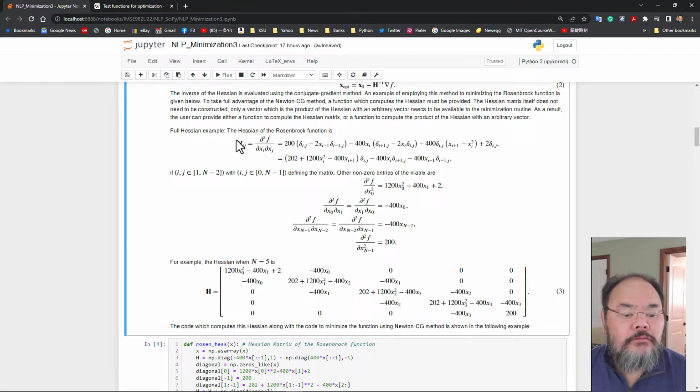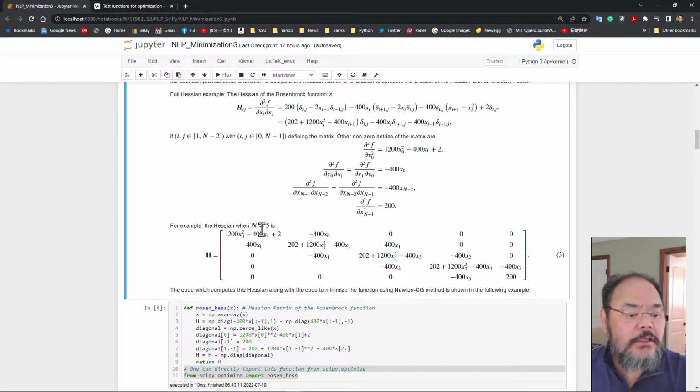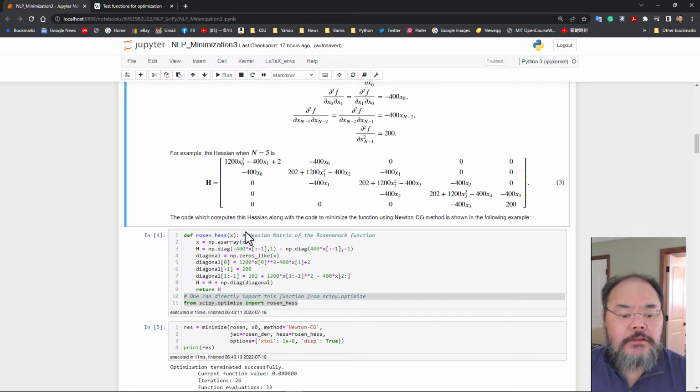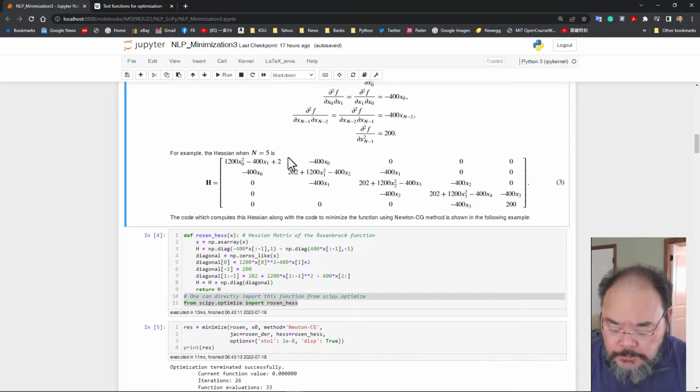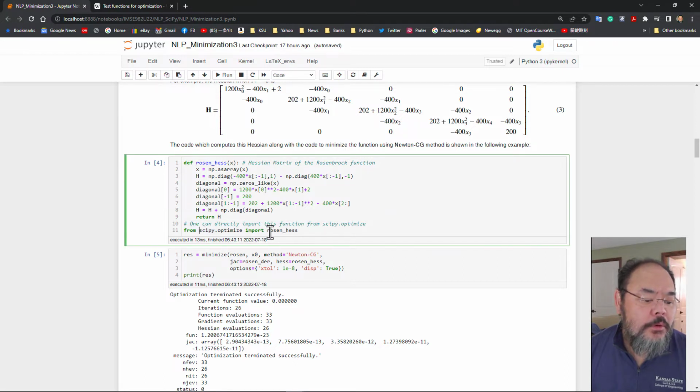So here I listed, for the 5-dimensional problem we have on hand, how to calculate the second derivative. And this is a Hessian matrix for 5 different variables. It's a banded symmetric matrix with banded diagonal. Again, the Hessian of the Rosenbrock function can be calculated like this in terms of a routine. I can also directly import the Rosenbrock function Hessian from the SciPy.optimize library. So you can use either way.